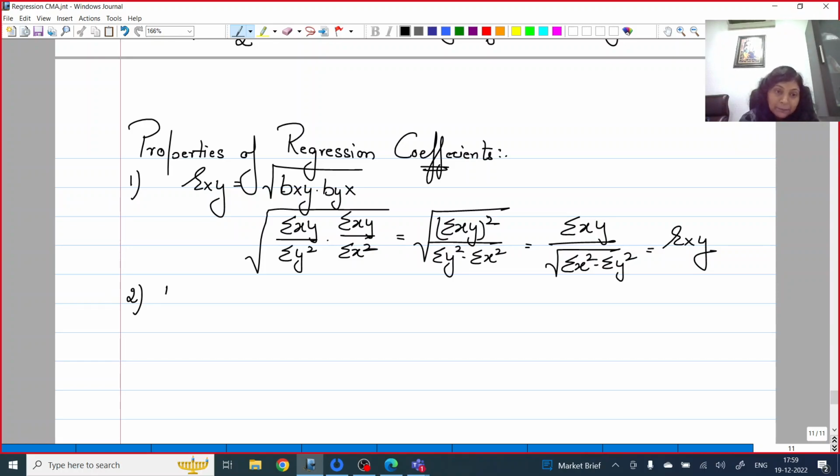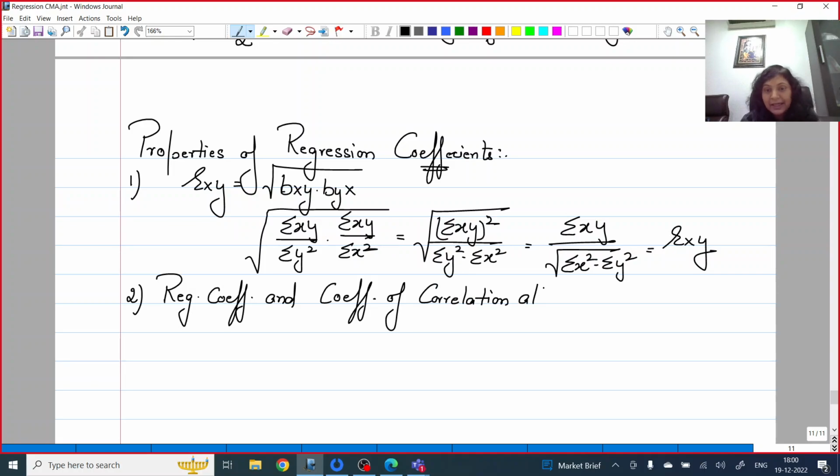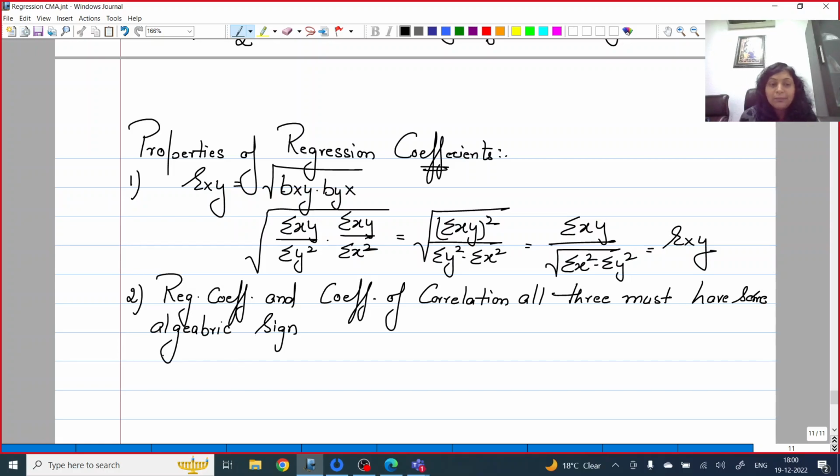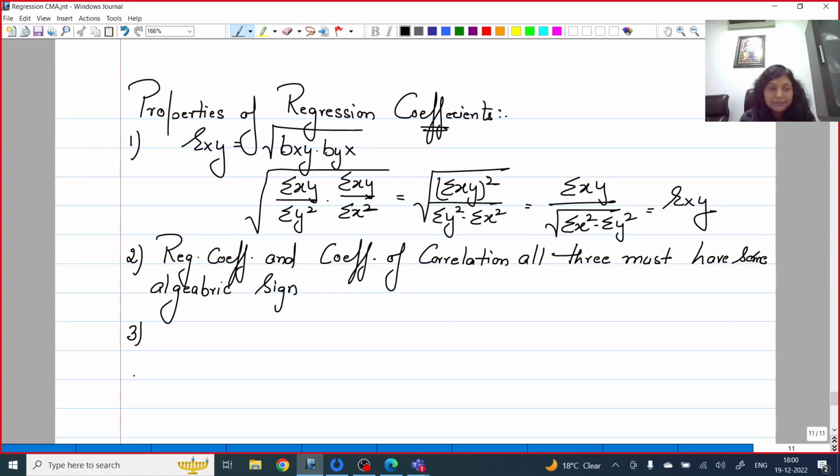The second property is that the regression coefficients and the coefficient of correlation, all three, must have the same algebraic sign. That means either all three are positive or all three are negative. It is not possible that any one of them is positive and the rest two are negative. They all must have the same algebraic sign.